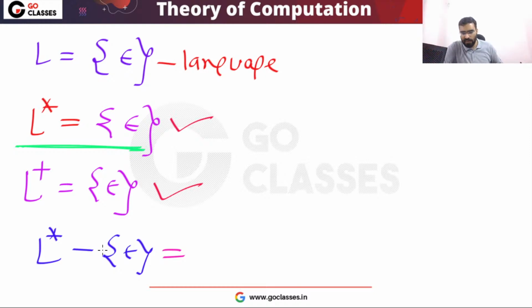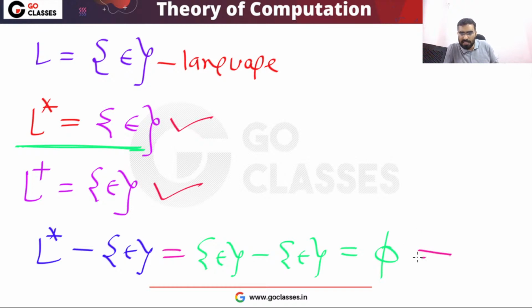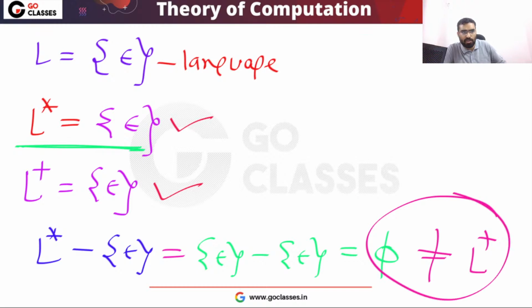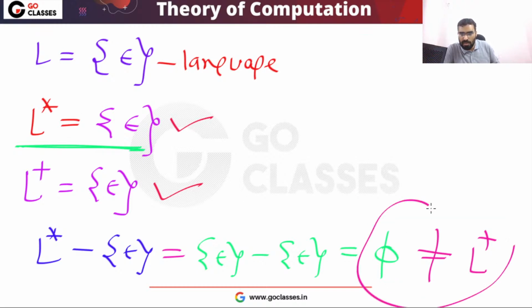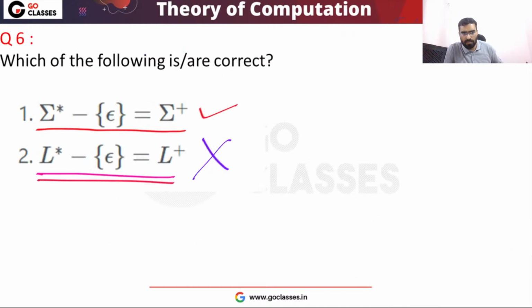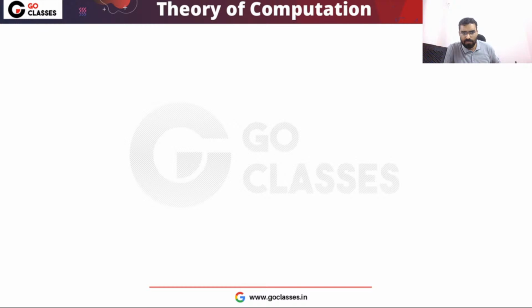From L star, if I remove the set containing the empty string, what will I get? This is your L star. From this, if I remove the set containing the empty string, I will get phi. But this is not equal to L plus. Can you notice this? This phi is not equal to L plus. So this statement is wrong. From L star, if you remove the empty string, you will get L plus. This statement is wrong.